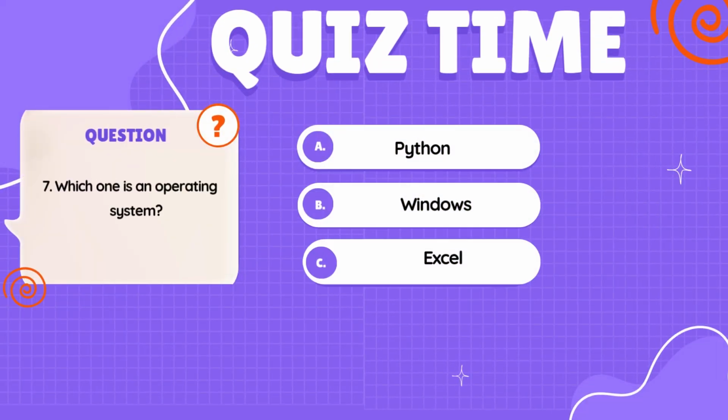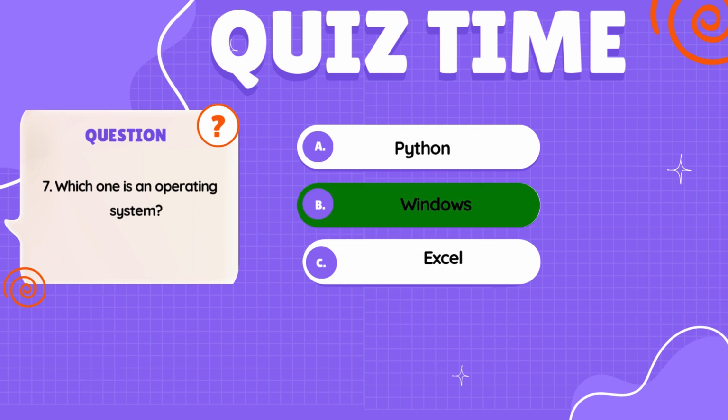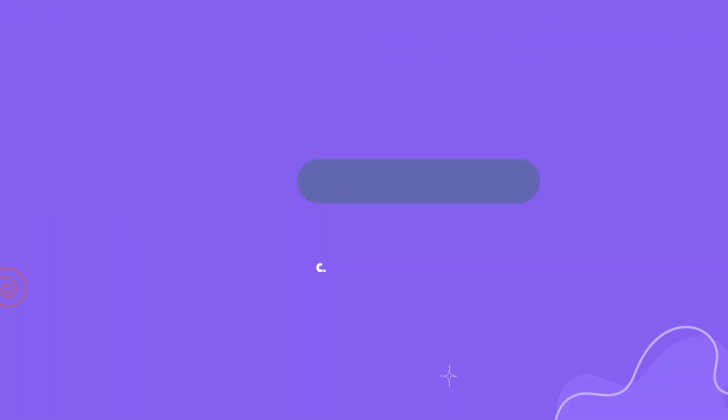Which one is an operating system? A. Python. B. Windows. C. Excel. The correct answer is B. Windows is an operating system.